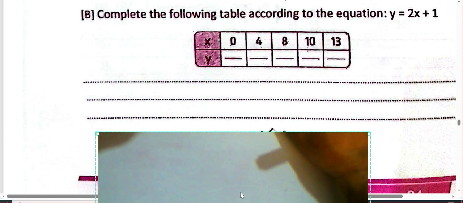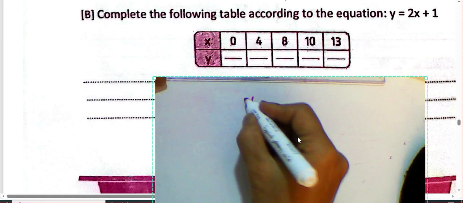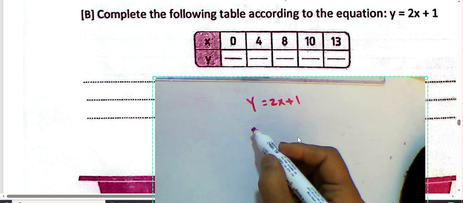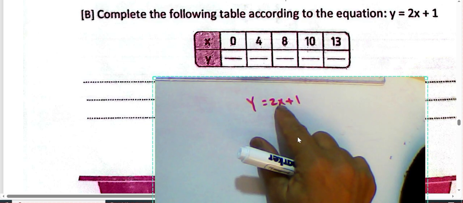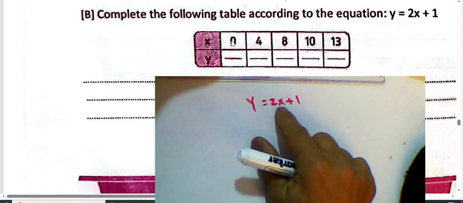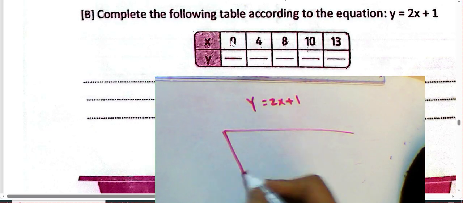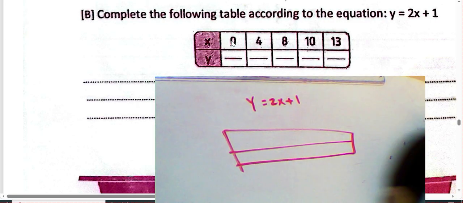Complete the following table according to the equation. Put here for example y equals 2x plus 1. First, put the value of x equals 0. Look at here. At x equals 0, 0 times 2 equals 0. 0 plus 1 equals 1. Okay, then we can complete this table.